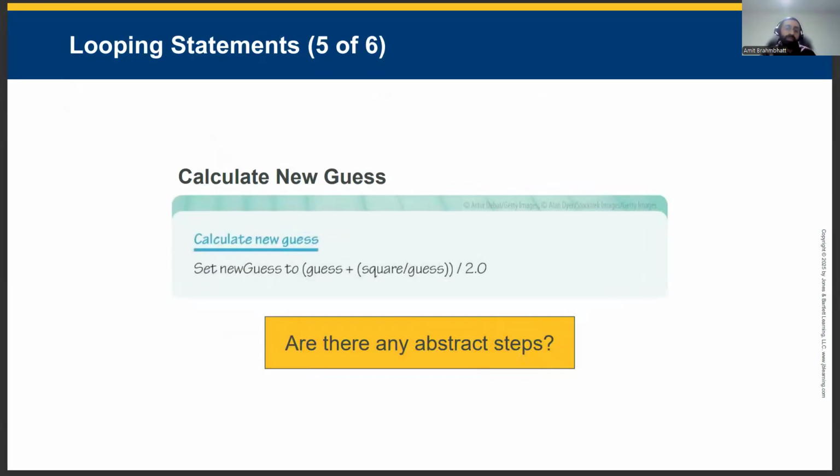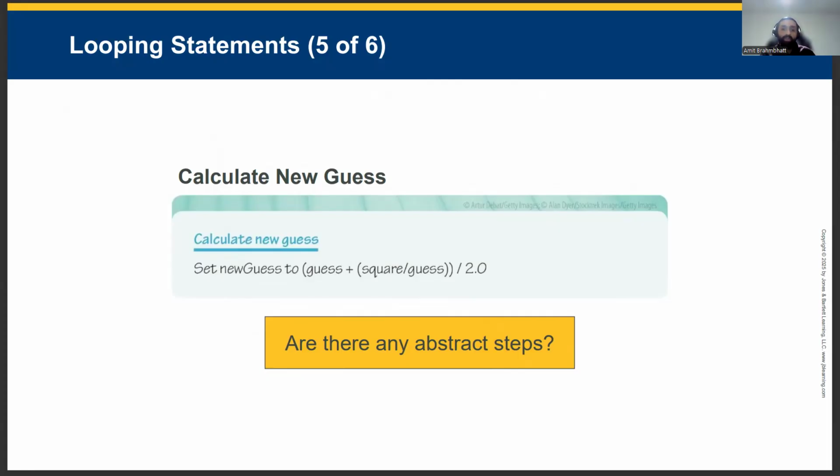Calculate new guess. Here we zoom in on the step where the algorithm calculates a new guess during the square root approximation process. The question, are there any abstract steps, encourages you to evaluate whether the computation is fully specified or whether parts of the process still need clarification. The slide highlights the iterative nature of refining a guess.